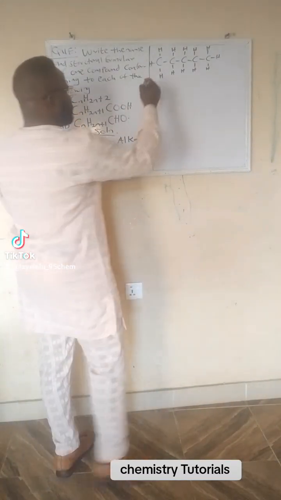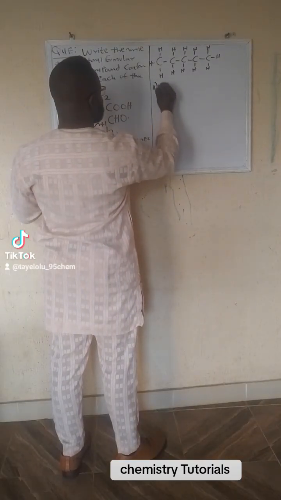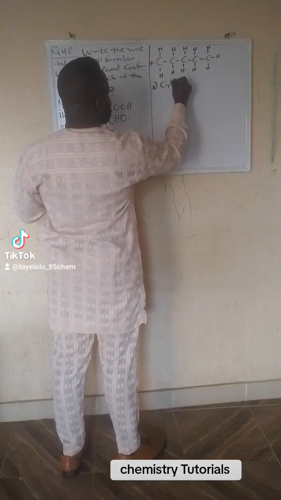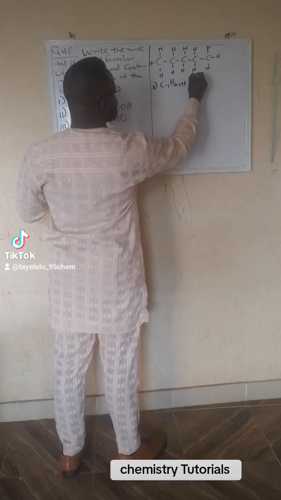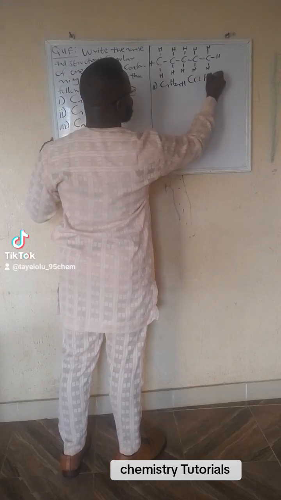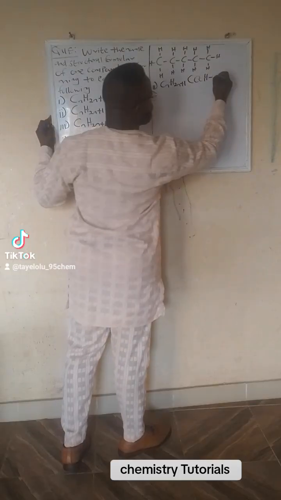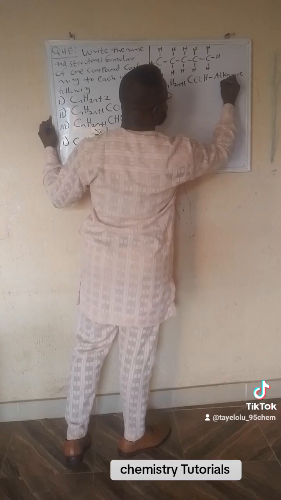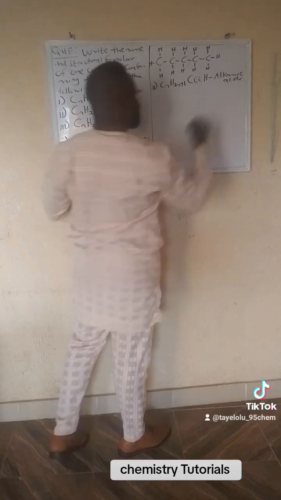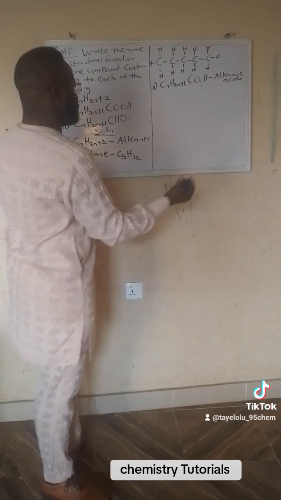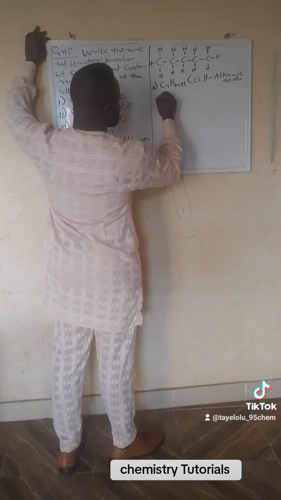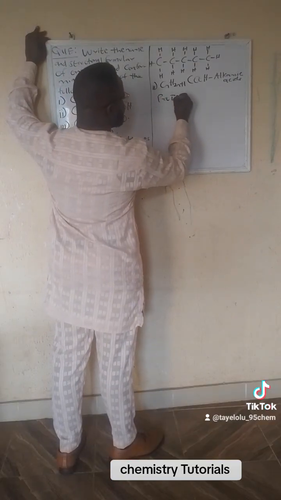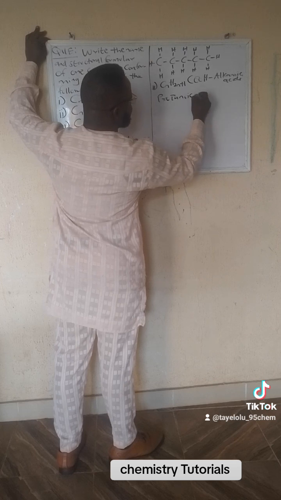Okay. So the second one, which is CnH2n+1COOH, is the general molecular formula for alkanoic acid. Okay? So I could pick any one too as well. Okay, I would like to pick propanoic acid.